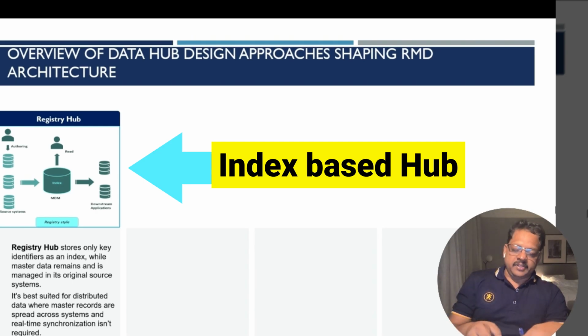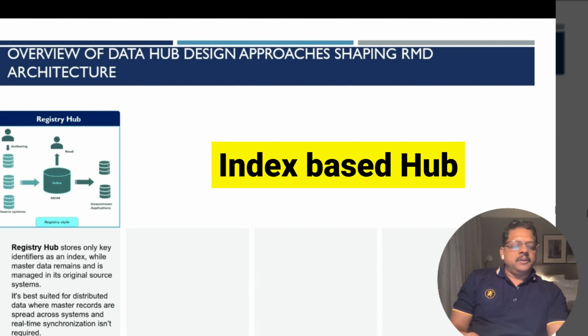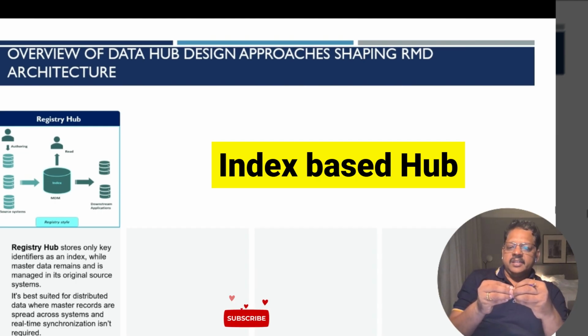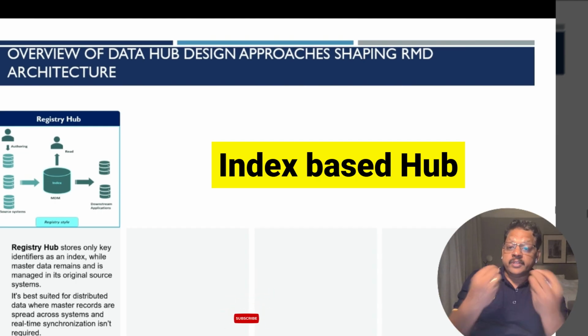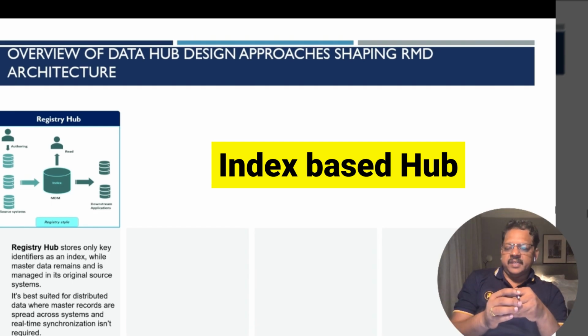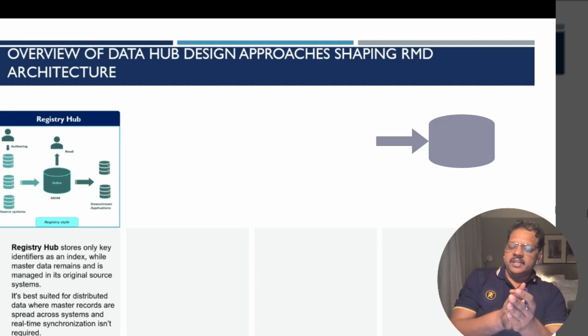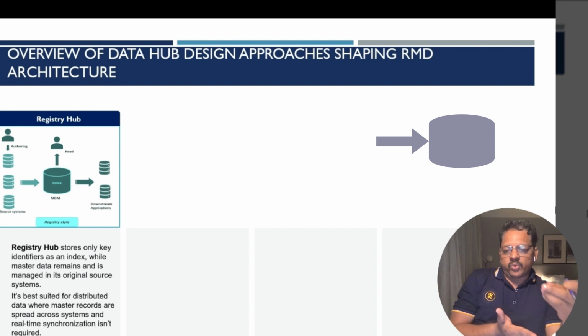So basically, if you have the physical existence of the data in databases, and you have an index, you take the index and maintain that index, which will be a pointer to the physical data, and that's what is called a registry hub. Again, I will repeat: the registry stores only the key identifiers as an index, while the master data remains and is managed in its original source system.